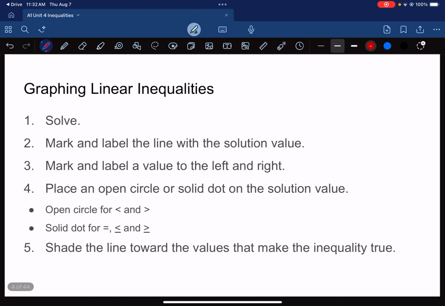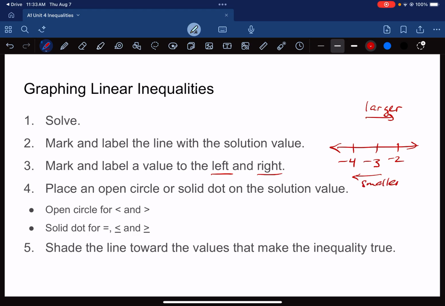So you're going to solve linear inequalities just like we solved equations. You're going to mark and label the line with the solution value, but then make sure you put a value to the left and the right as well. And it's important to remember, if you've got -3, what goes to the right and what goes to the left? Is -2 on the left or is -2 on the right? Well, as you move to the right, you're getting larger. And -2 is larger than -3, and then this would be -4 is smaller.